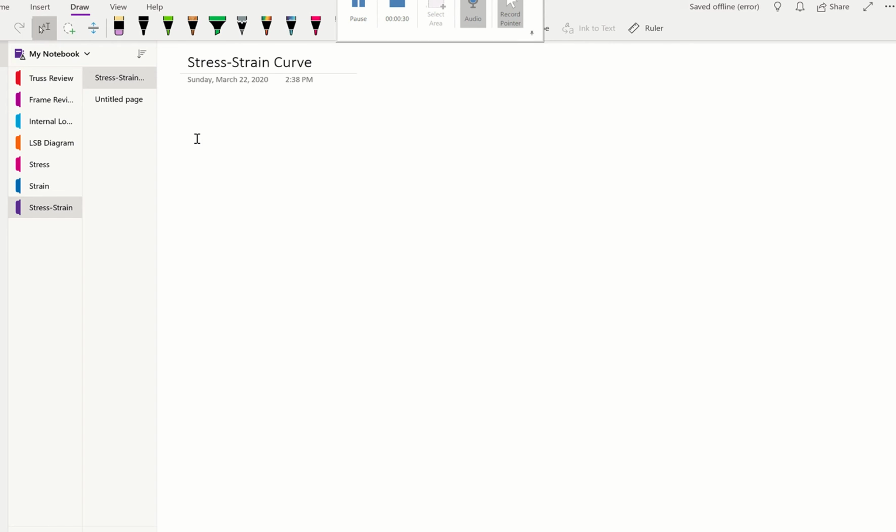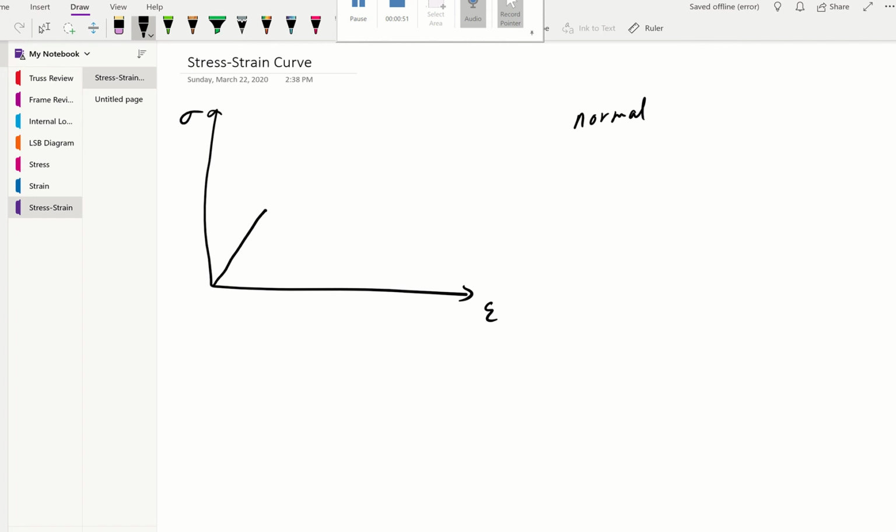So for the stress-strain curve, we'll have stress as your y-axis and strain as your x-axis. This is certainly normal stress and normal strain. Each material is going to have its own stress-strain curve, and typically you will have a linear line that's the elastic region, and then you have yielding, strain hardening, and then you eventually get into fracture right here.